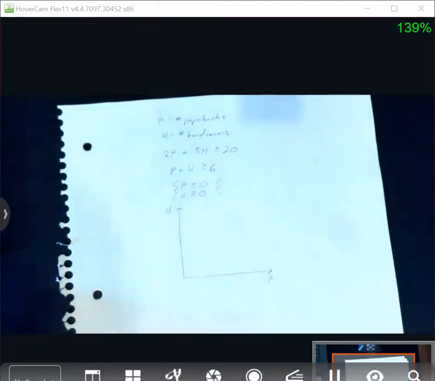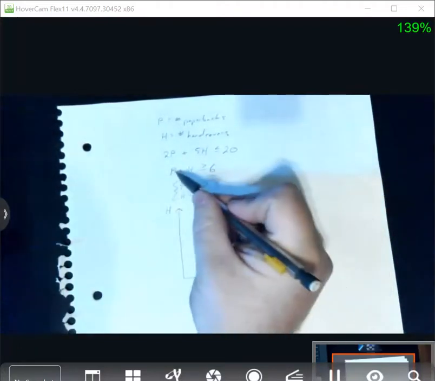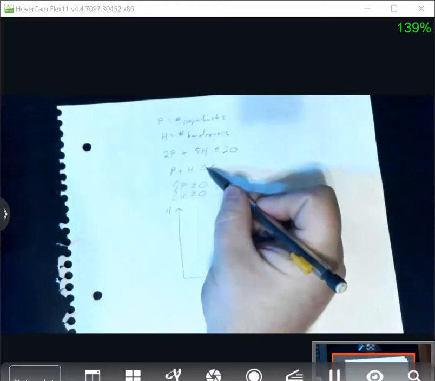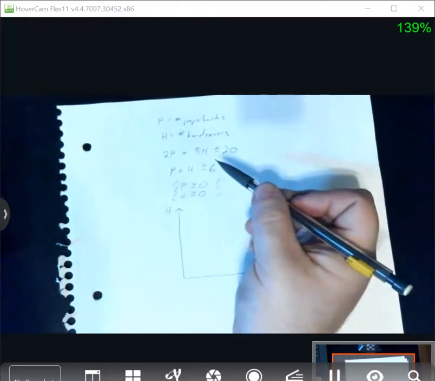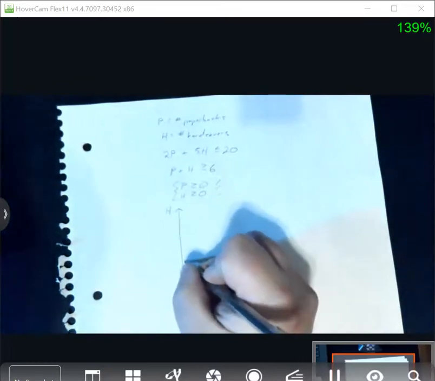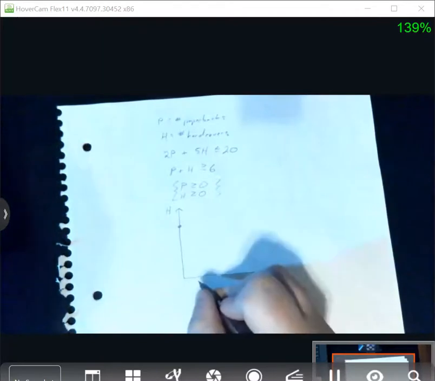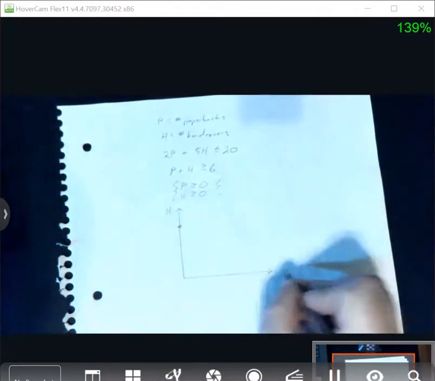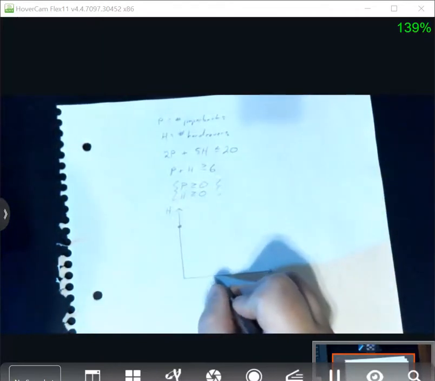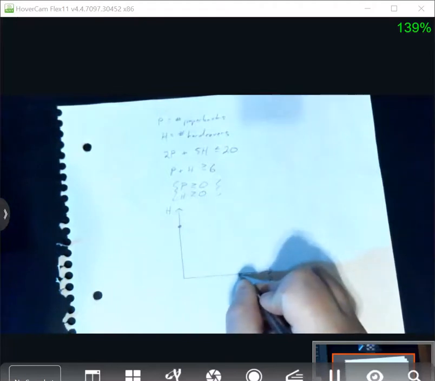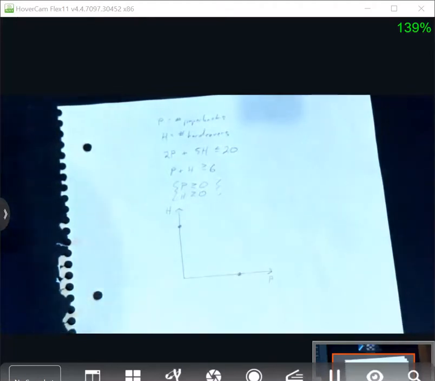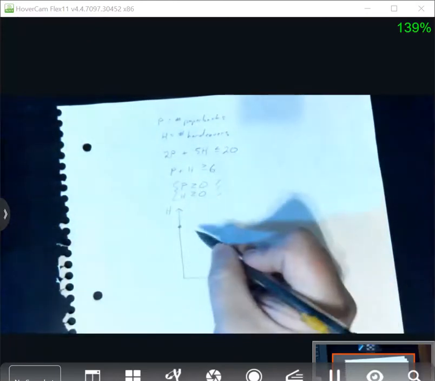Now I need to graph each of these. I know that P plus H has to be greater than or equal to 6, so I'm going to pretend it's just equal to 6. That would give me a P-intercept of 6, 1, 2, 3, 4, 5, 6, and an H-intercept of 6. So there we go. And we know that their sum has to at least be 6, so I can have a solid line going through.